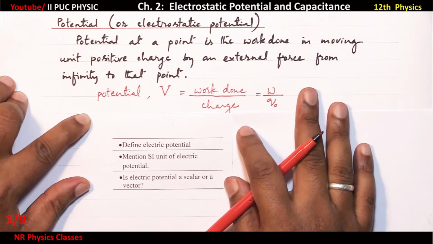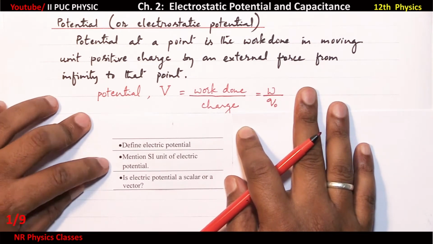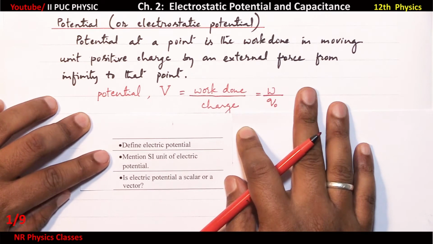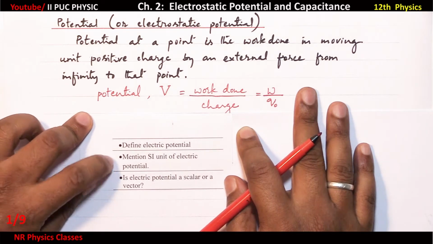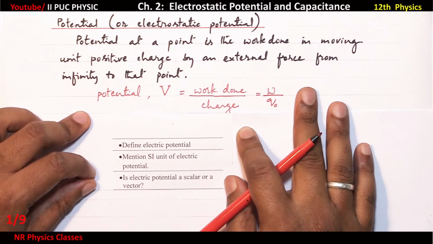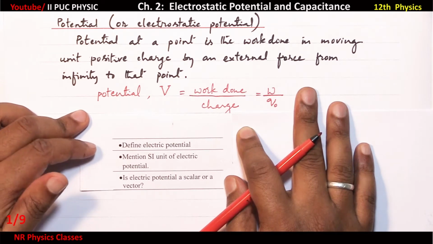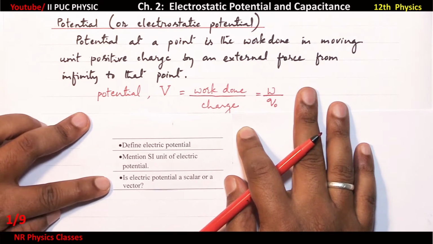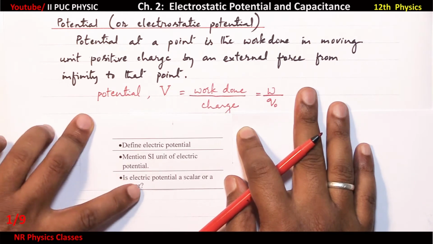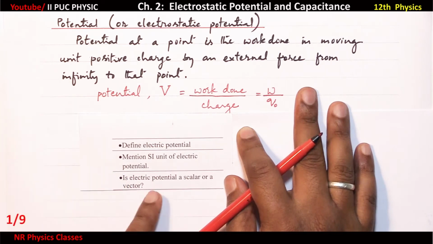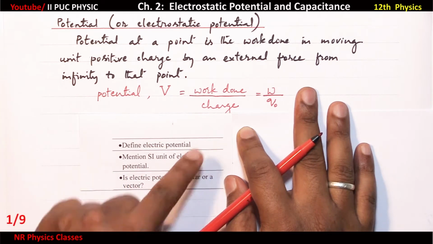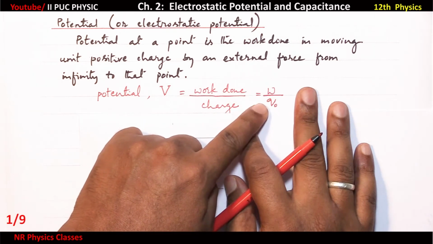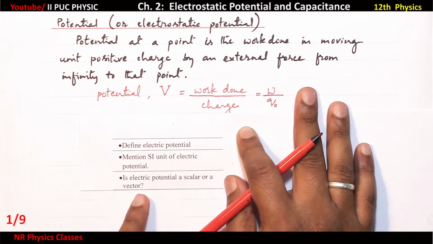From this small topic, questions could be like this. Define electric potential or electrostatic potential. You know this statement. Mention the SI unit of electric potential. You can write in terms of Newton, Joule or Volt. Is electric potential a scalar or a vector? It is a scalar quantity. If a reason is asked, you can say since electric potential is the ratio of work and charge, both are scalar quantities, therefore electric potential is also a scalar quantity. Okay.